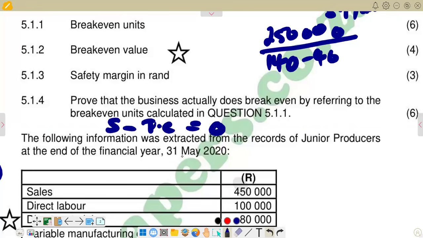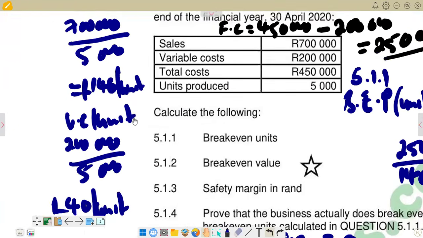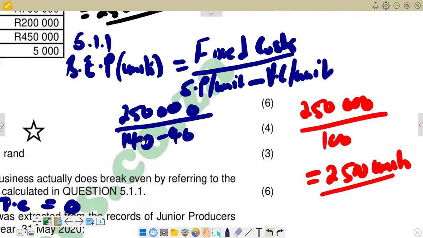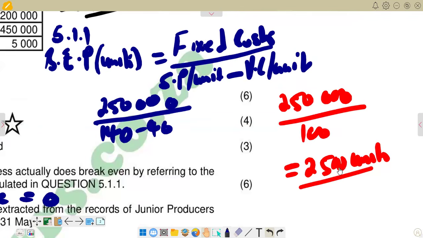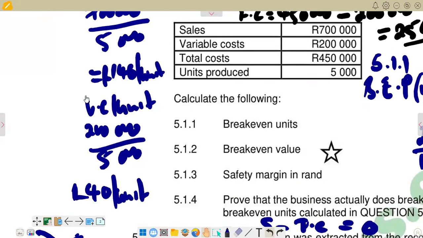So sales, remember the sales that we have at break-even point, we are just going to check. At break-even point we have 2,500 units. We go back to our calculation: break-even point in units is 2,500. Then we multiply by the selling price per unit. Selling price per unit, we calculated it here. It will go to 140 per unit. So we're going to say break-even point in units times sales price, and then we get the sales value at break-even point.